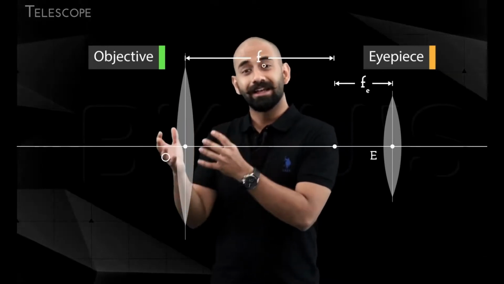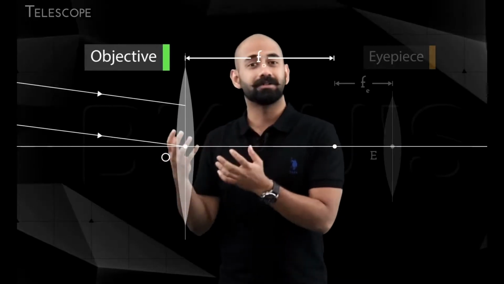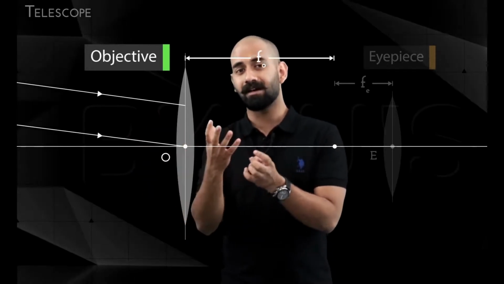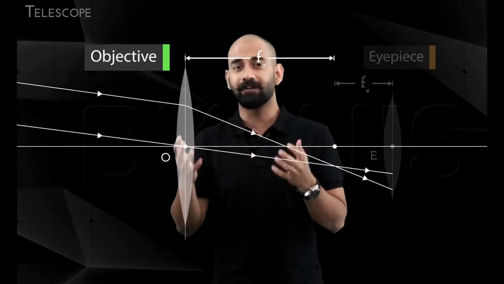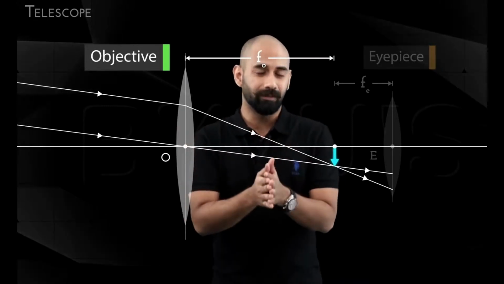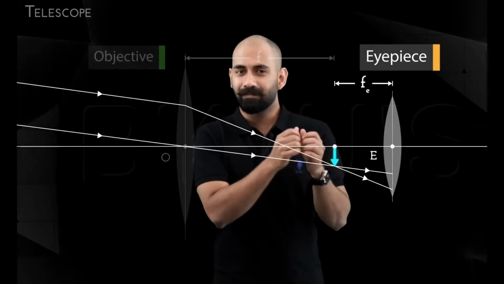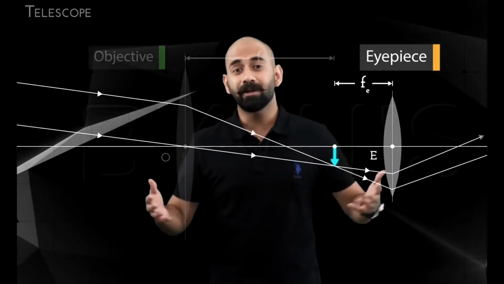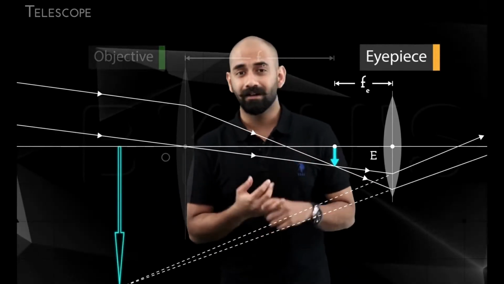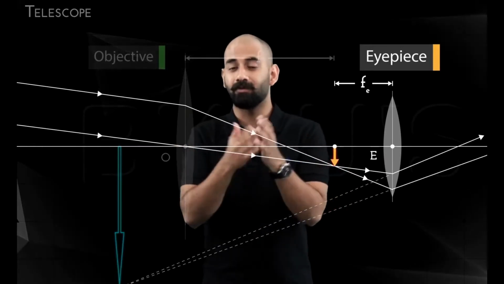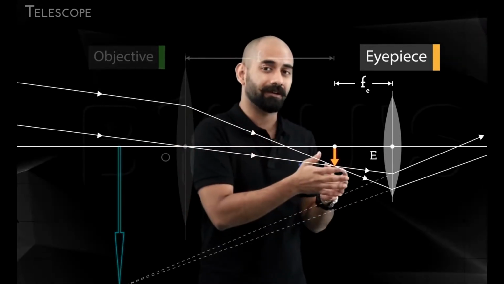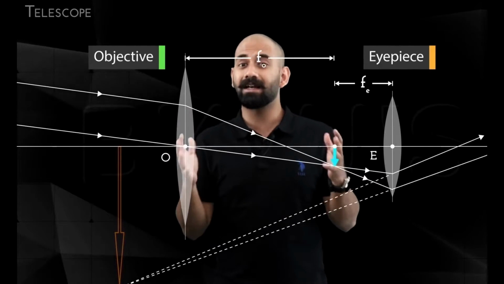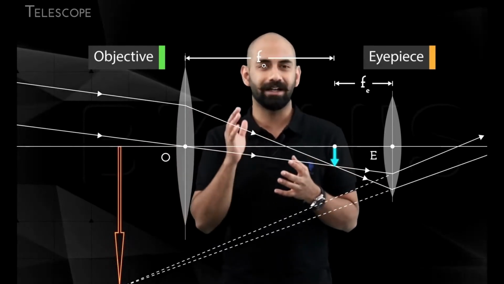So what happens is, the objective receives parallel rays because the object is extremely far off, so it's almost at infinity. So these parallel rays are focused by the objective, and it forms a real, inverted and diminished image. Now the thing is, the eyepiece is placed in such a way that this image is formed at the focus of the eyepiece itself. So therefore, the eyepiece forms a virtual, inverted and magnified image of this particular image. Why? Because this image acts as an object for the eyepiece, right? And why is the image inverted? Because this image also is inverted. So as I said, you finally end up having a virtual, inverted and magnified image.